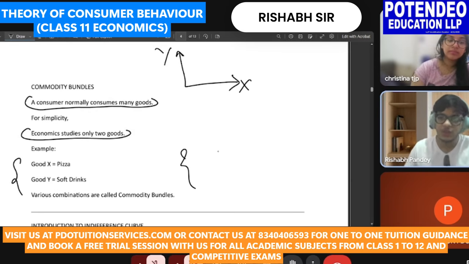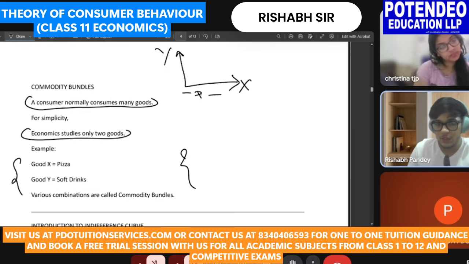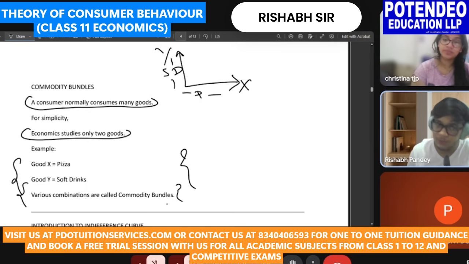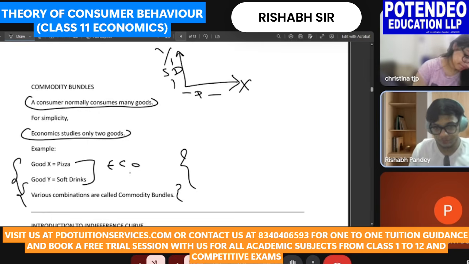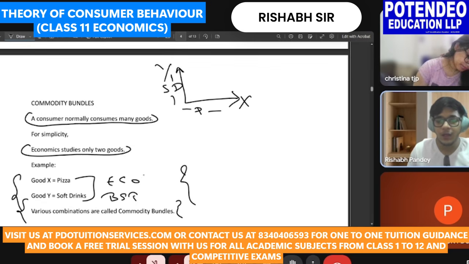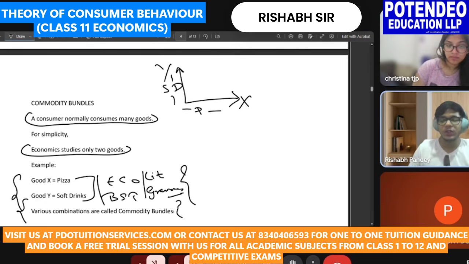Let's go with this combo, because it can only be 2 commodities. Good X, which is on the X axis, is pizza. And on the Y axis is soft drinks. Now, various combinations are called commodity bundles. Please write this down. What are the various combinations of pizza and soft drinks? Yes, Christina, what else can we have? Literature and grammar. Right. What else? What do you think about BMW and Audi?